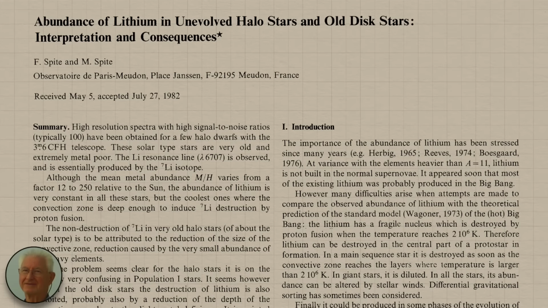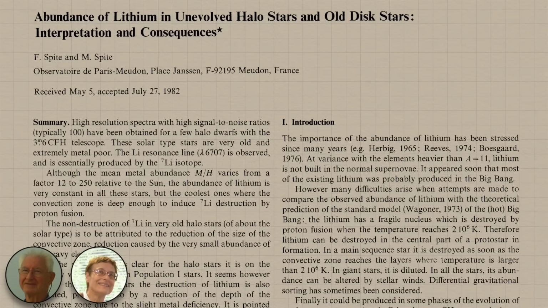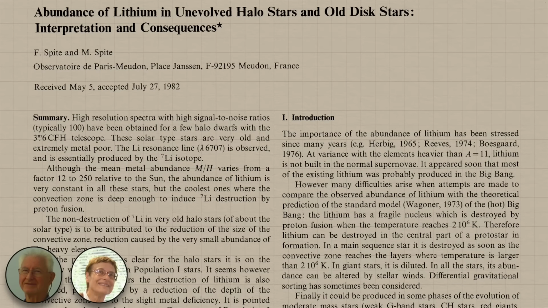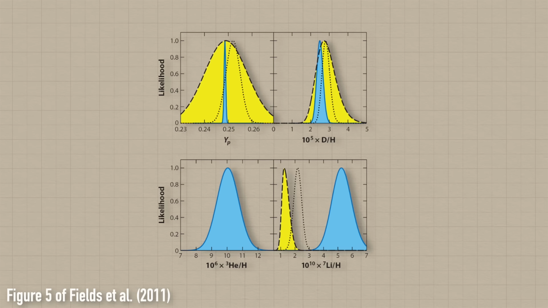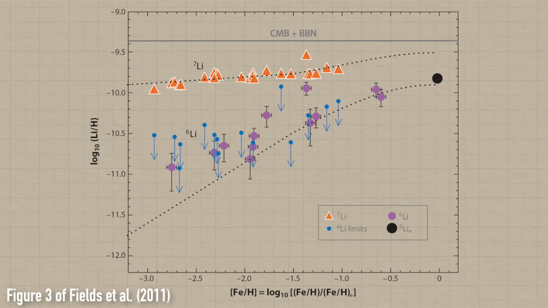And it was in 1982 that Spite and Spite noticed that the lithium-hydrogen ratio didn't change with the iron-hydrogen ratio in the hottest, oldest stars in the Milky Way. It's what's become known as the Spite plateau.